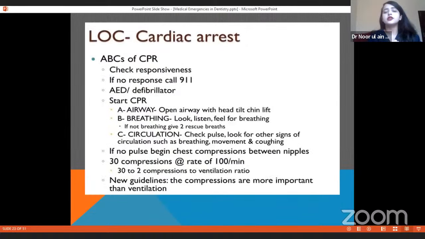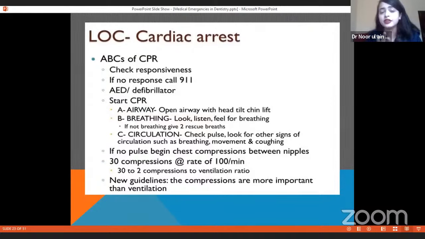Okay, so the third emergency in loss of consciousness is cardiac arrest. So we'll see the ABCs of CPR, like check responsiveness. If no response, because that's a severe life-threatening emergency, you should be informing the responsible authorities who can take it seriously and do it better than you, because there is not a lot of equipment. You cannot do emergency ECGs and a lot of other things at your practice. If no response, call 911.